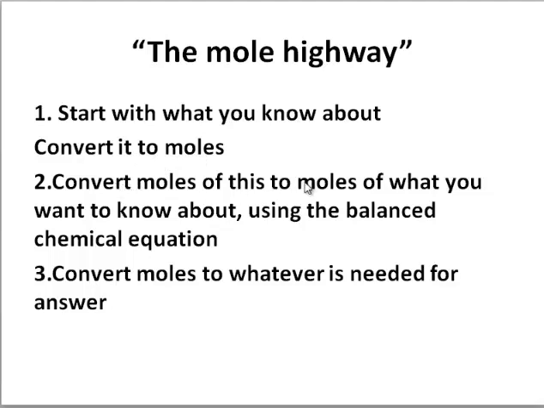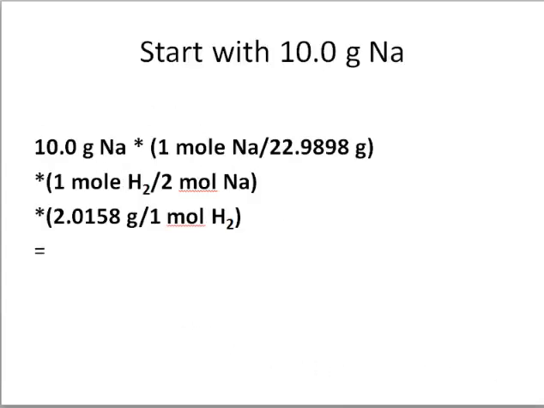Then you'll convert moles of this to moles of what you want to know about using the balanced chemical equation. Then, if necessary, you convert moles to whatever is needed for the answer. Right, to make these 3 steps more clear, let's look at our example problem. The thing we know about is that we have 10 grams of sodium, so that's our start. Step 1 means use a unit conversion factor to convert this to moles.